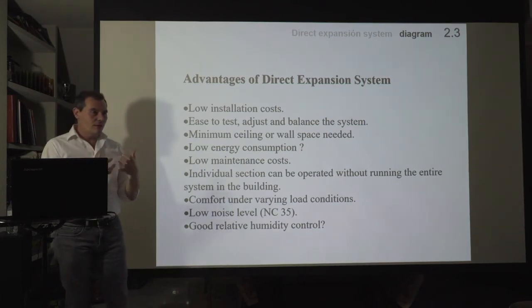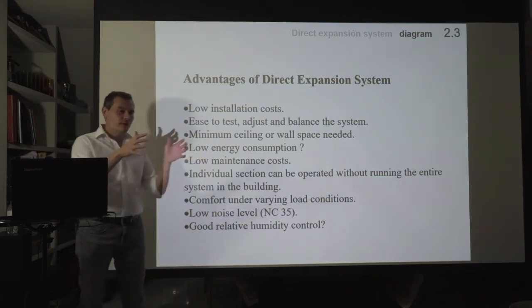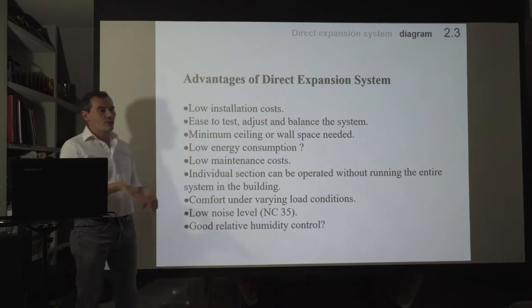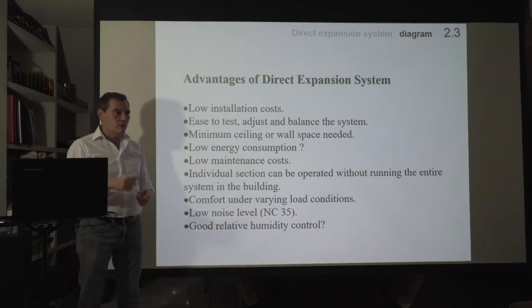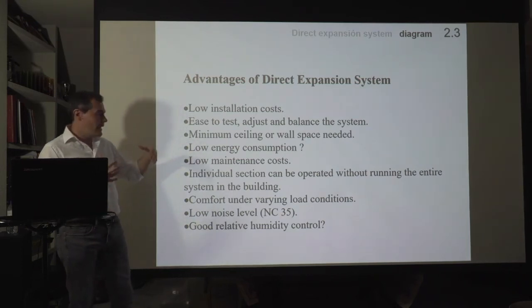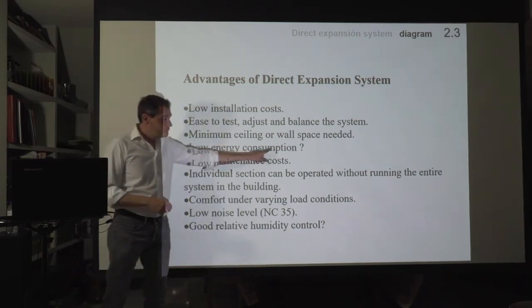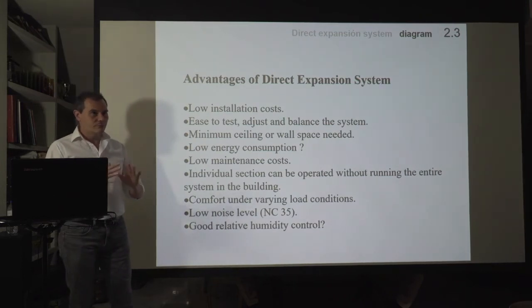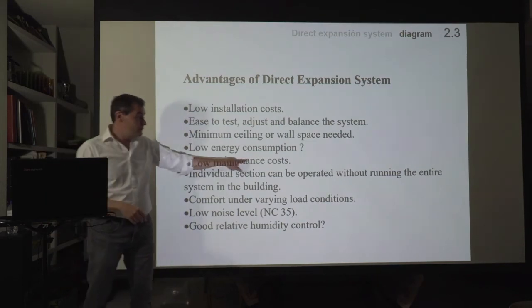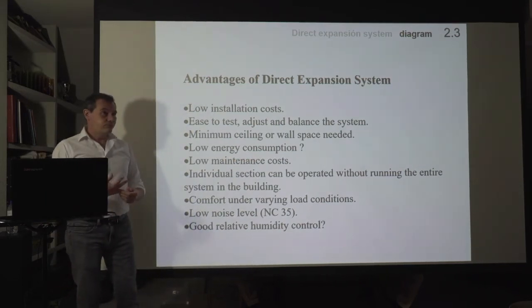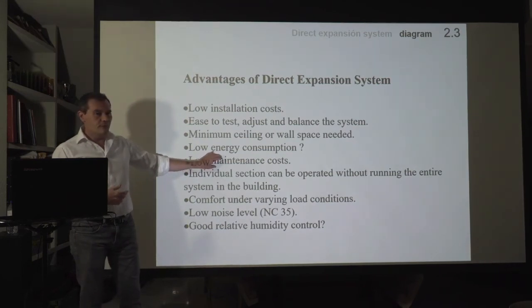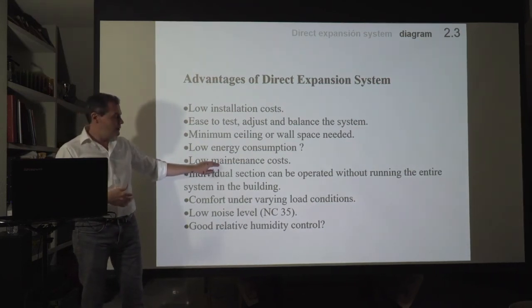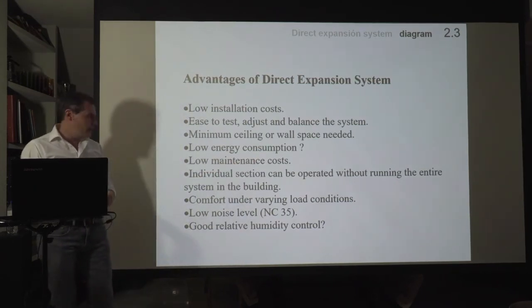Okay, so if we have air-to-air systems, we only need the indoor unit, we don't need ducts, and if we are using radiant floors or radiant radiators, we don't need air ducts. Low energy consumption: the water-to-water is the best, the air-to-air is the worst, kind of. Low maintenance, yeah, it's true. There are other systems that are more difficult. So maintenance is quite good in this kind of systems.